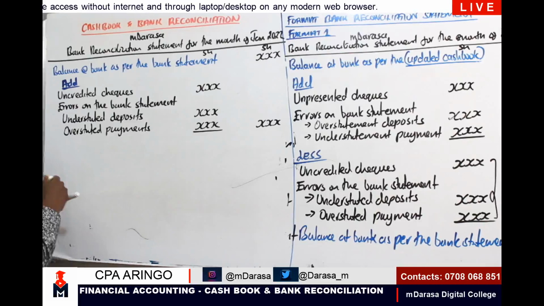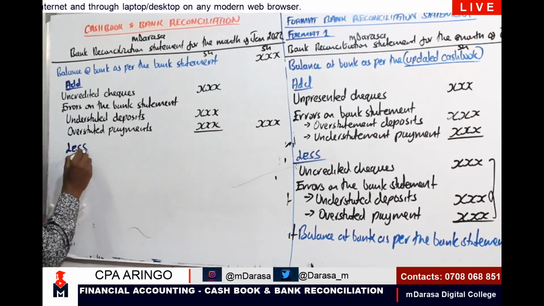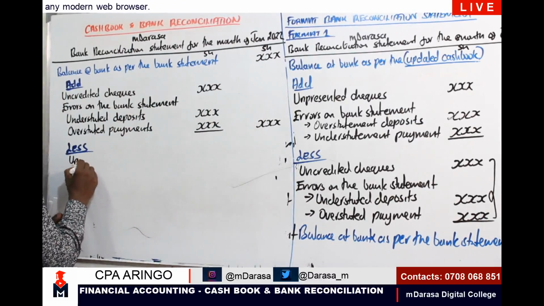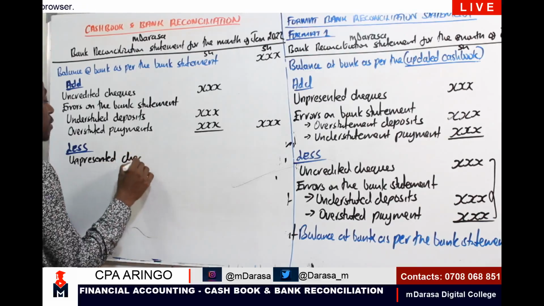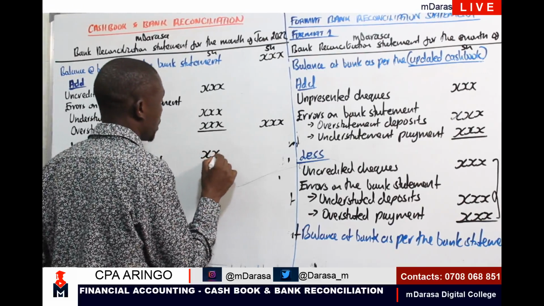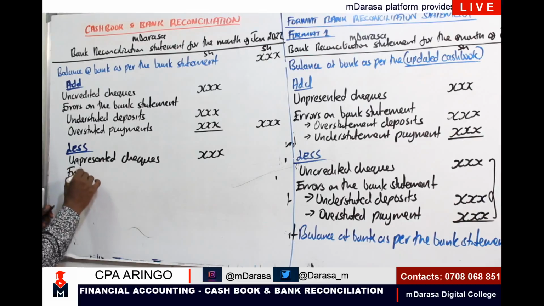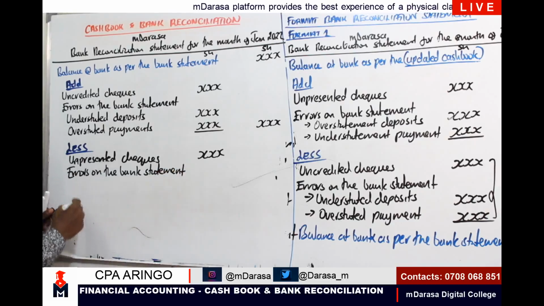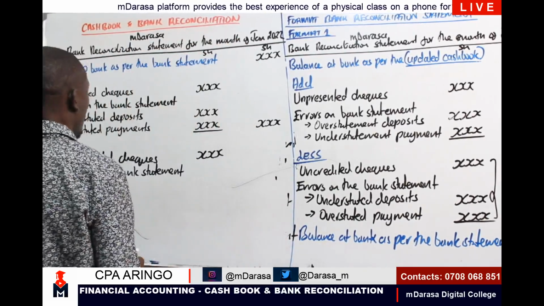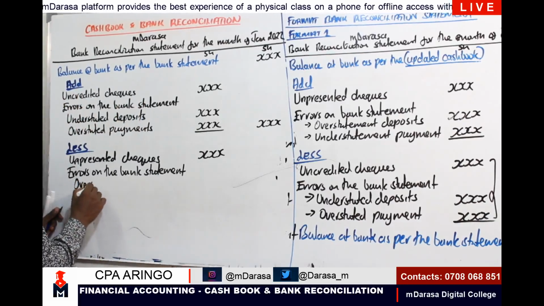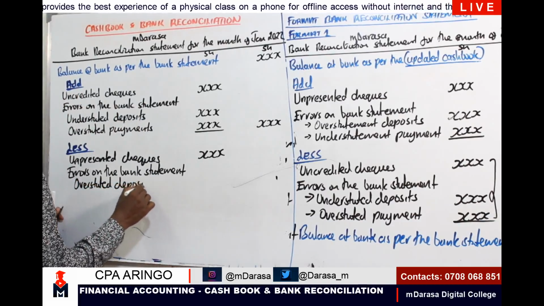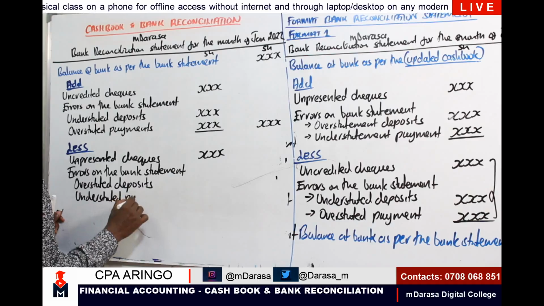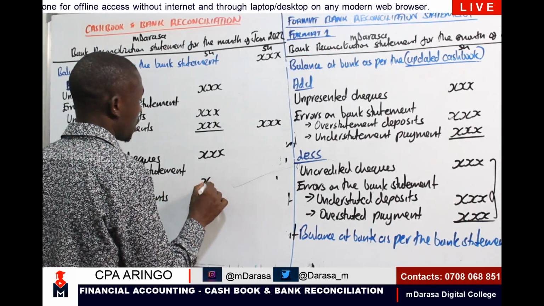Then we less those that will have an impact of increasing our bank balances, such as unpresented checks. And these are not errors, first of all, but considering our unpresented checks. Then the errors now, errors on the bank statement. These are errors that will have an impact of, of course, increasing our bank balance, such as overstated deposits. And talk about understated payments. So these are what we should be having.